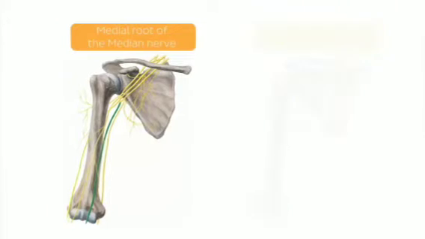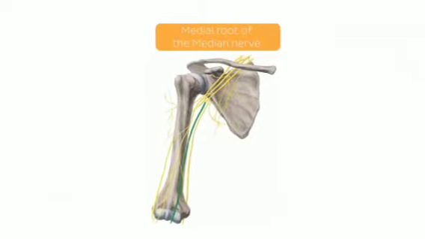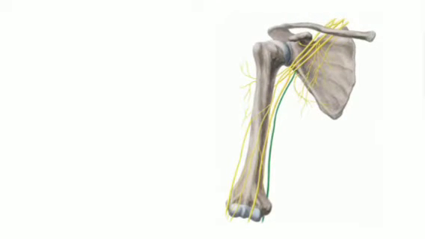Now a quick piece of information on the medial root of the median nerve. We've seen before that the lateral root comes from the lateral cord of the brachial plexus, and you see here the lateral root and the medial root joining to form the median nerve, as you can see here highlighted in green. And we're ready now to move on to the next nerve of the medial cord of the brachial plexus, seen now highlighted in green.